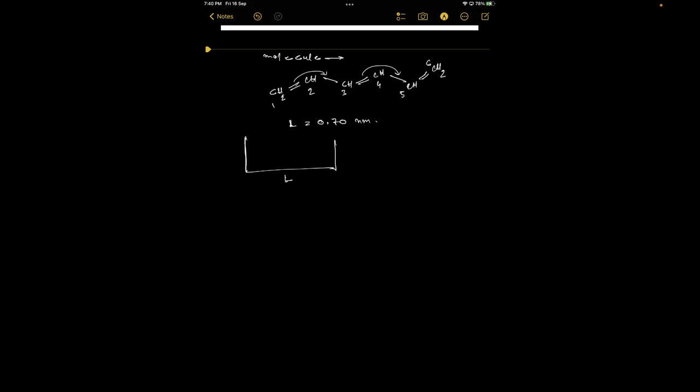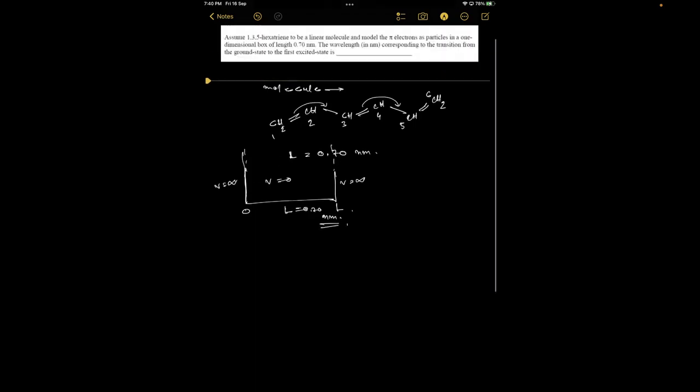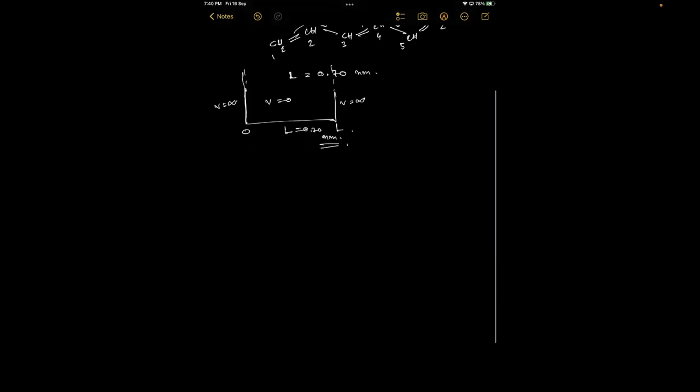This is the length of the box, and this is infinite potential. Inside the box V equal to 0, outside V equal to infinity, 0 to L, 0.70 nanometer. Okay, so you can understand we have to consider the particle in a box eigenvalue problem.